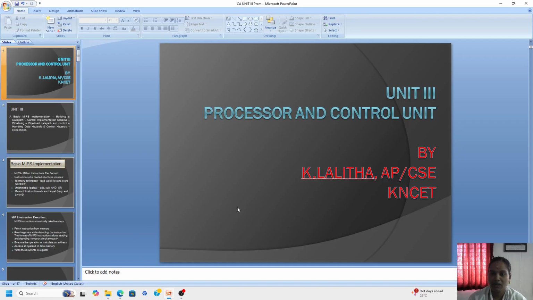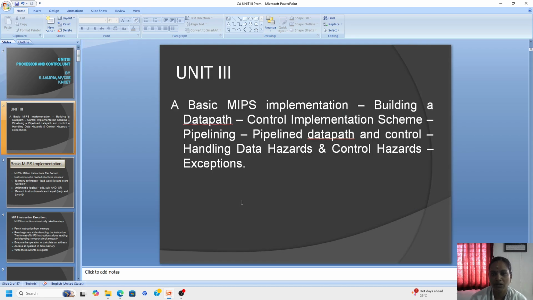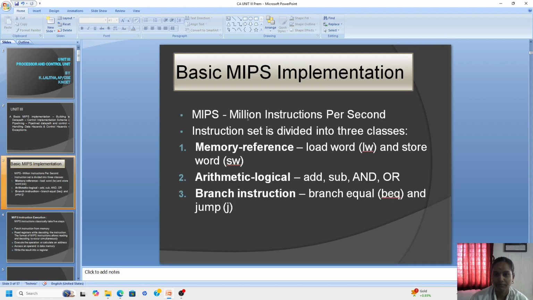See, Unit 3 in computer architecture is processor and control unit. In this unit, we are going to learn about MIPS architecture, pipelining concepts, and hazards. Basic MIPS implementation. MIPS is million instructions per second.